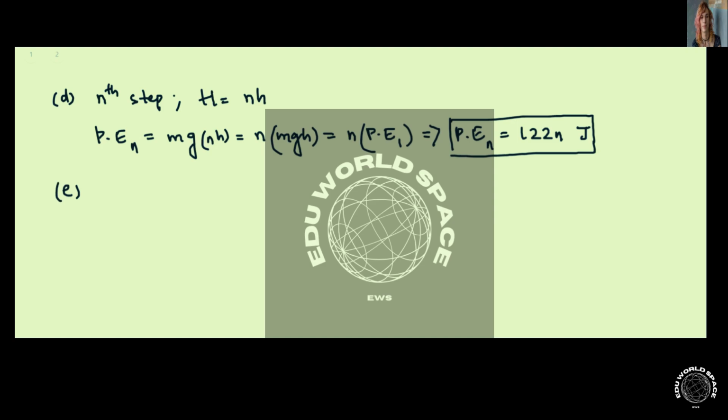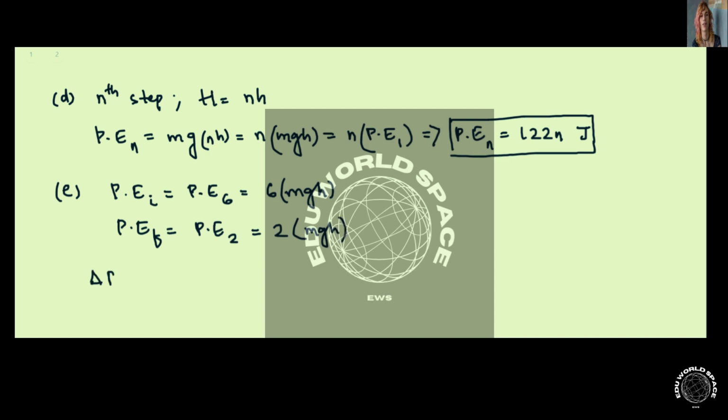So coming to the last part of the question, we have to find the change in potential energy if the person descends from step 6 to step 2. So the initial potential energy is potential energy at step 6. So this will be 6 times mgh, because n is 6 over here. And the final potential energy is the potential energy when the person is standing on the second step. So this will be 2 times mgh.